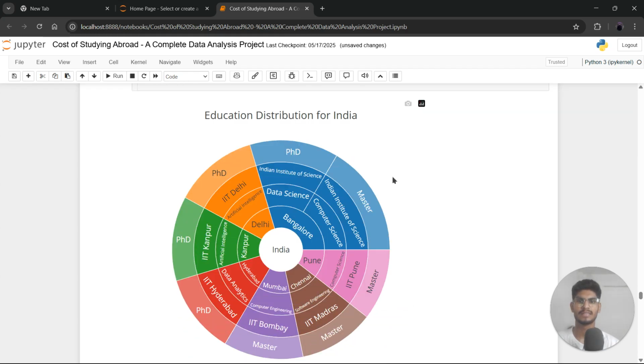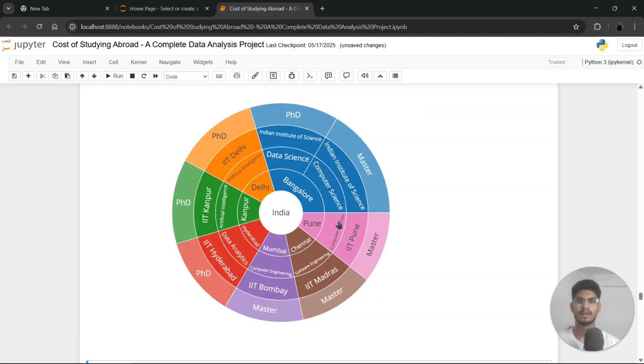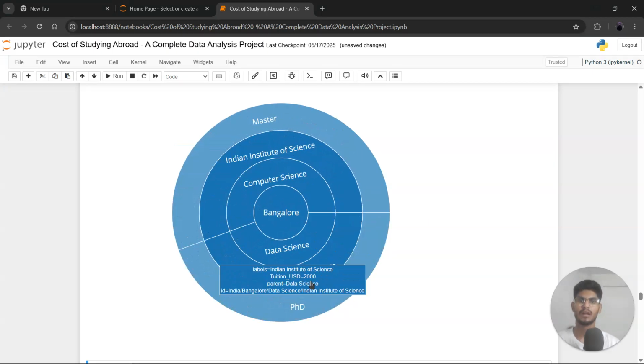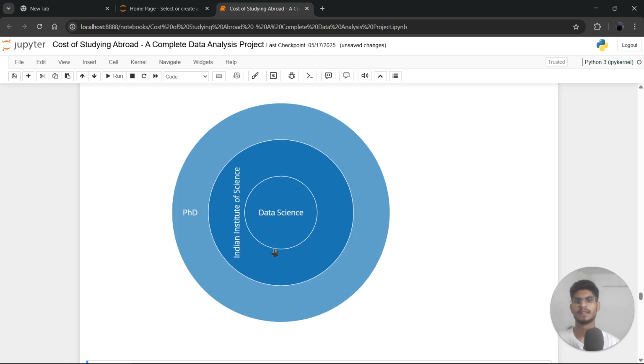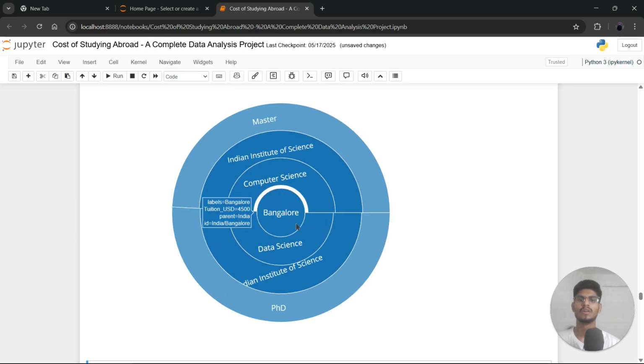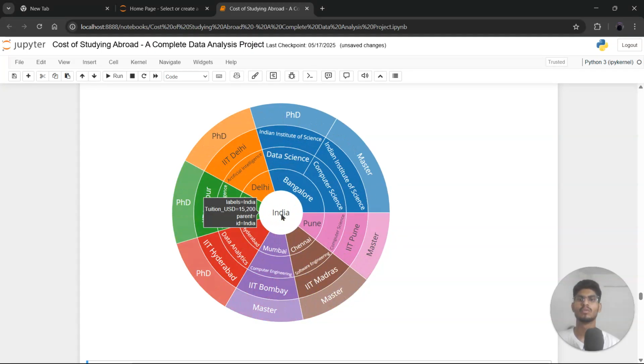Now this is the sunburst. So India is here. Now I want to study in Bangalore. I have clicked Bangalore. Now I want to go with data science. This is now in Bangalore. I want to pursue this program, and this is the university and this is the level. So that's how we can get to know more.